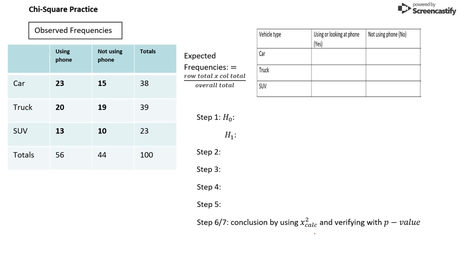Okay, this chi-square test is going to be looking at the vehicle type versus the cell phone use. And if you remember, we collected data like this at the beginning of the year. This is a sample set of data from that collection.